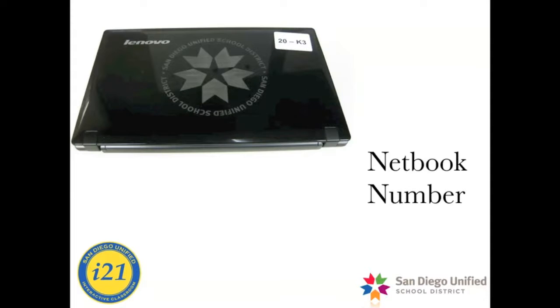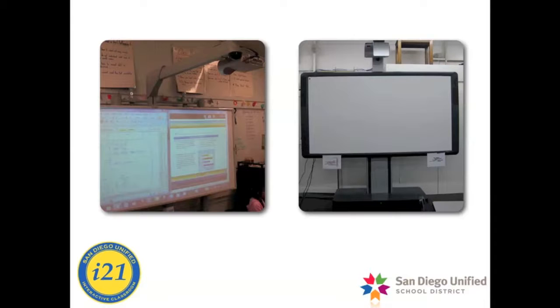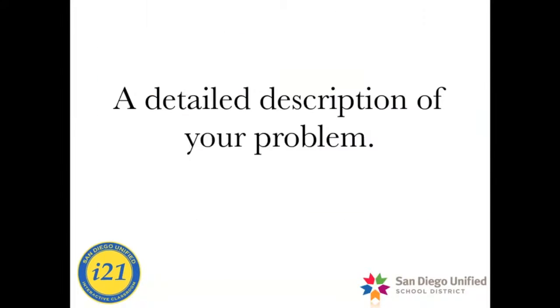If you're calling about a netbook, you need the netbook number. This number corresponds to the slot number inside the cart in your room for the netbooks. You need to know what type of room you're in. Are you in a year 1 room or a year 2 room? And these pictures here show the boards that correspond with a year 1 room or a year 2 room. That should help you easily identify what type of room you're in.